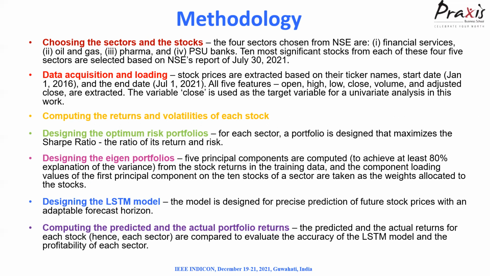And based on the return and volatility values, the Markowitz optimum risk portfolios are designed that maximize the Sharpe ratio. As you all know, Sharpe ratio is the ratio between the return and risk. So the higher the Sharpe ratio, the better is the portfolio, because that gives you more return with the involvement of less amount of risk. So the optimum risk portfolio is nothing but that which maximizes return for a given level of risk, and actually it maximizes the Sharpe ratio.